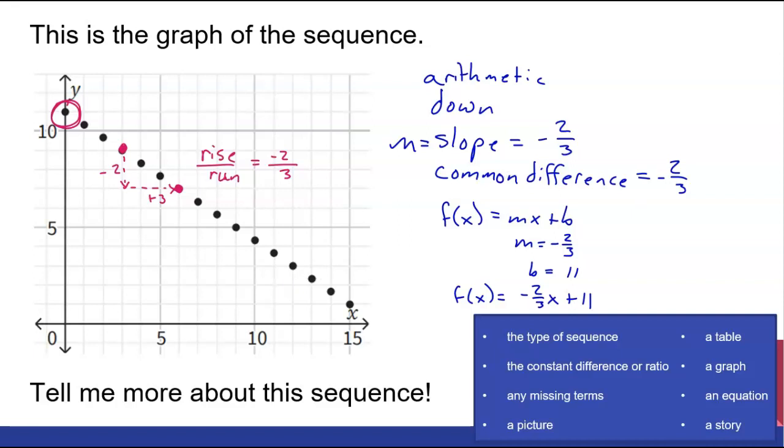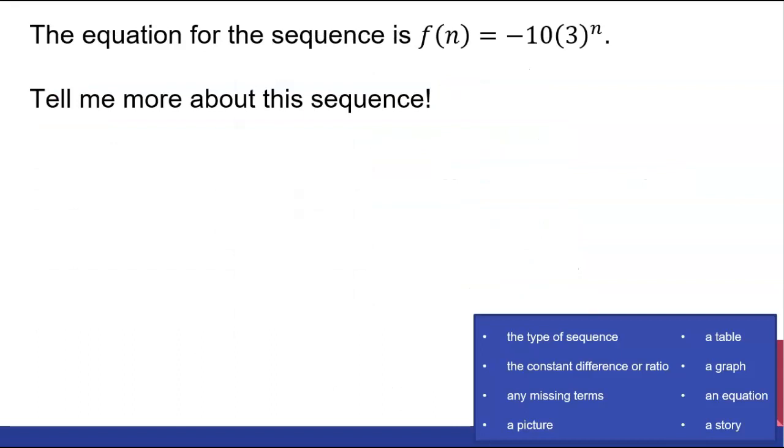Let's look at one more here. The equation for the sequence is f of n equals negative 10 times 3 to the n. So they're giving us an equation this time. Tell me more about this sequence. What can you tell me?